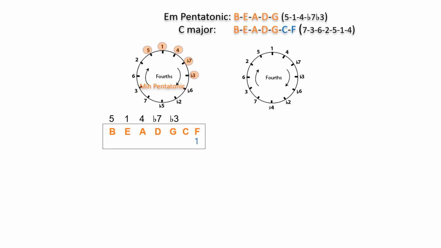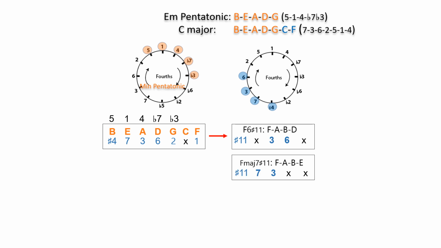F, the fourth degree of the C major scale, uses the Lydian mode, characterized by the sharp 11. It provides compatible chord options for E minor pentatonic, including F major 6, F major 7, and F major 9, with sharp 11 as a defining tension.